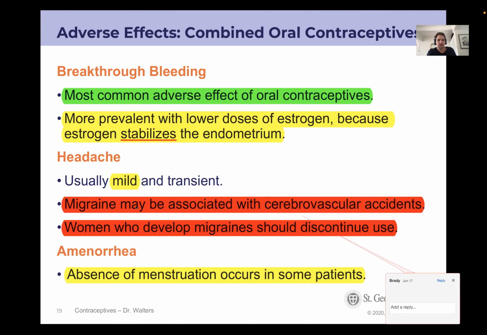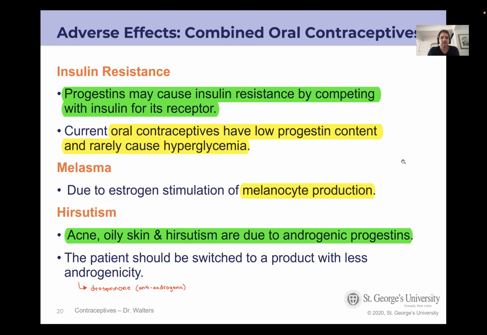I think this came up: migraines may be associated with cerebrovascular problems, like strokes or aneurysms, problems in the brain. So any women who have developed migraines should discontinue use. I don't think that's a very common thing, but for testing purposes, I would definitely make sure to know this.